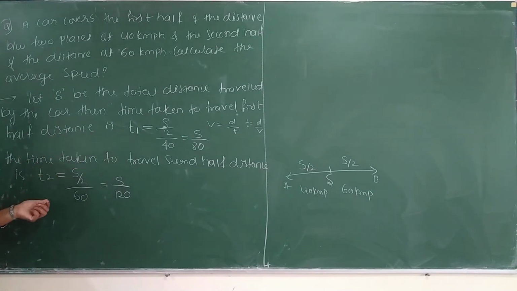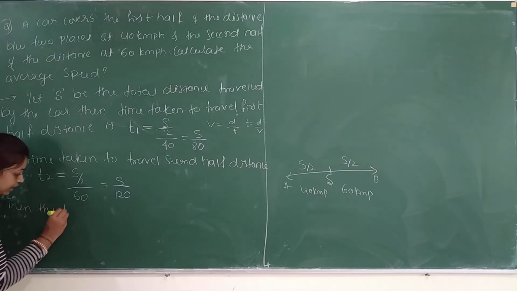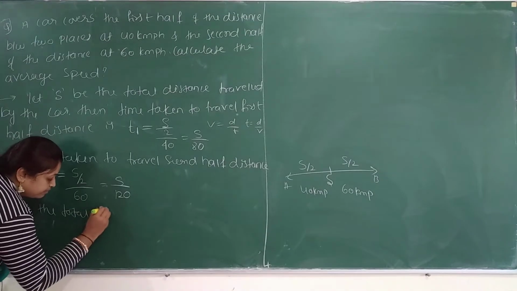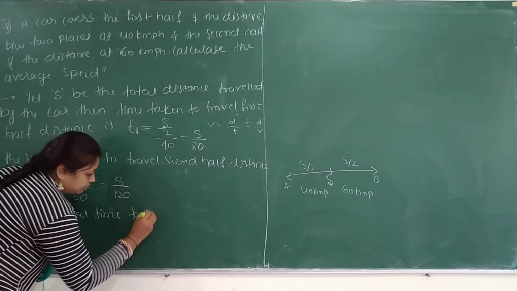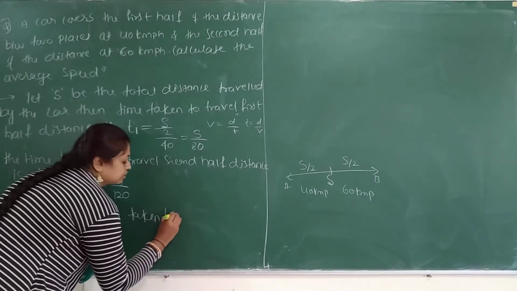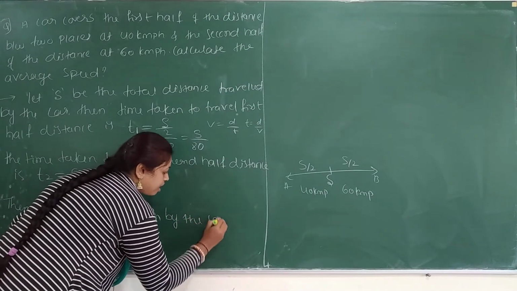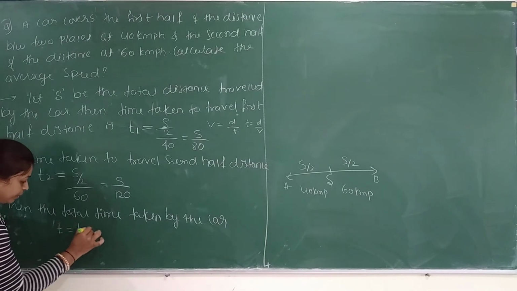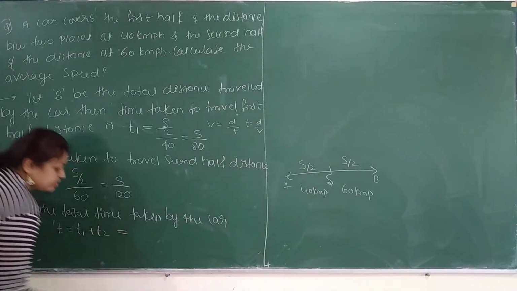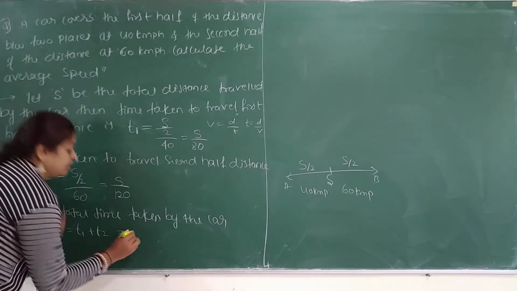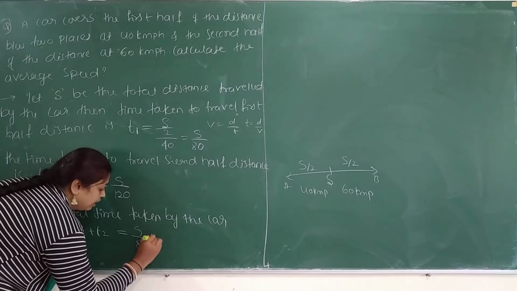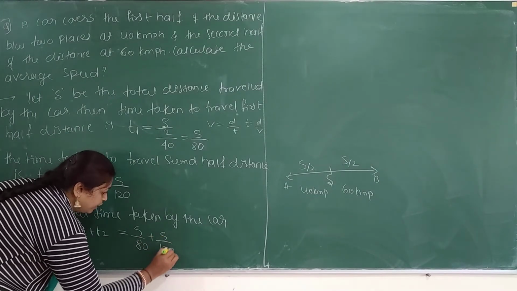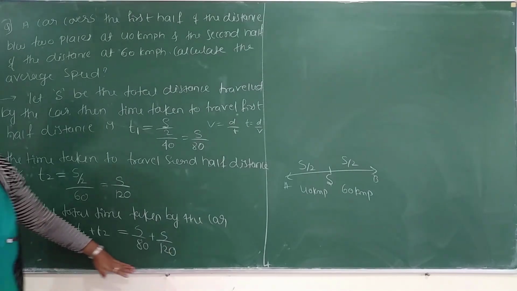Now T1, T2 you know, so you can calculate the total time taken. Then the total time taken by the car, that is T equals T1 plus T2. Just write here, T1 value is s/80 plus s/120. This is the total time taken.